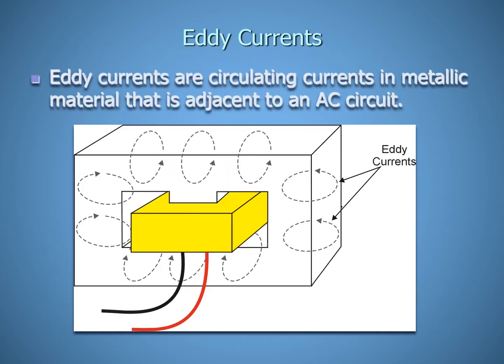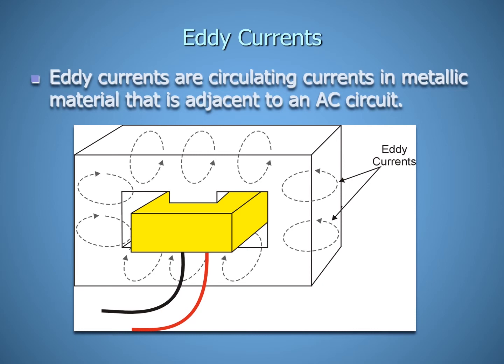The first thing we're going to talk about are eddy currents. Eddy currents are any time that we get a circulating current inside a solid metal object. This can happen inside a core for a transformer, or a core for a motor, or even inside a conductor itself. Inside our AC circuits, we have a constantly changing magnetic field as our current rises and falls.